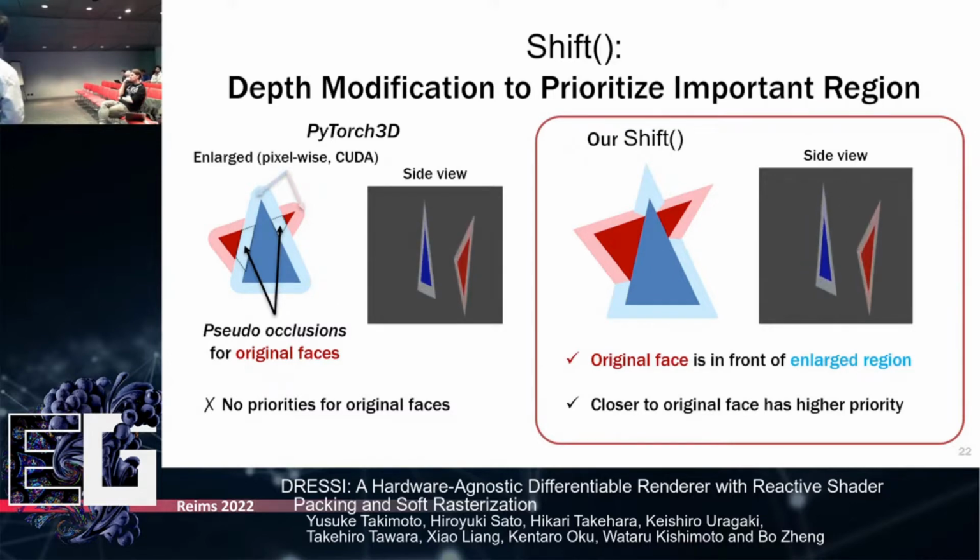On the other hand, we propose shift to prioritize the important regions. First of all, the original faces in dark color should be more important than the enlarged region. So we modify the depth value so the original face is always in front of the enlarged region. And among the enlarged region, areas closer to the original faces should be more important, so we give them higher priority.